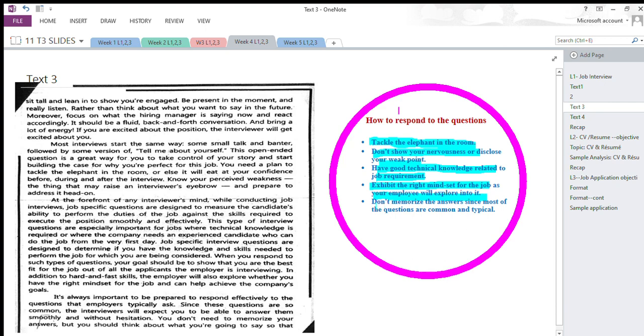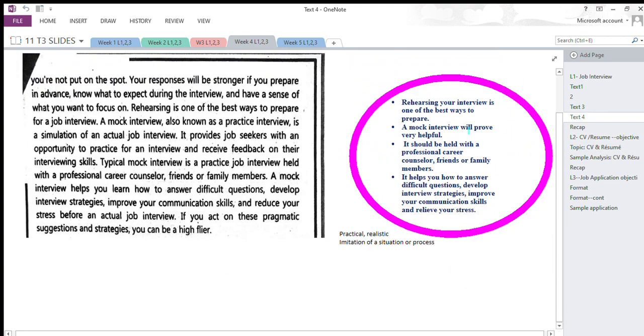Then the next point is very important. Don't memorize the answers, since most of the questions are very common and typical. If you have memorized, that would leave a very bad impact on your interviewer. One of the best things is you can rehearse your interview with your family, with your friends, or with a professional career counselor. This mock interview will prove very helpful.